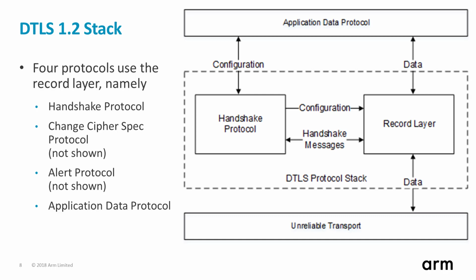The application sends and receives application data via the DTLS stack. The Handshake protocol does not directly interact with the underlying transport, but instead always uses the record layer, even if no security context has been established yet.